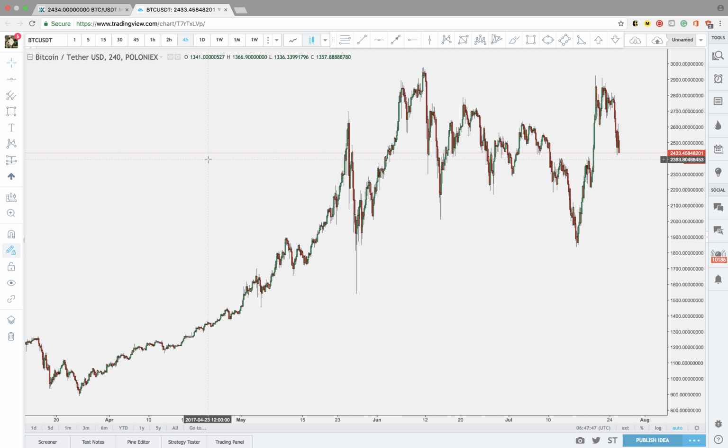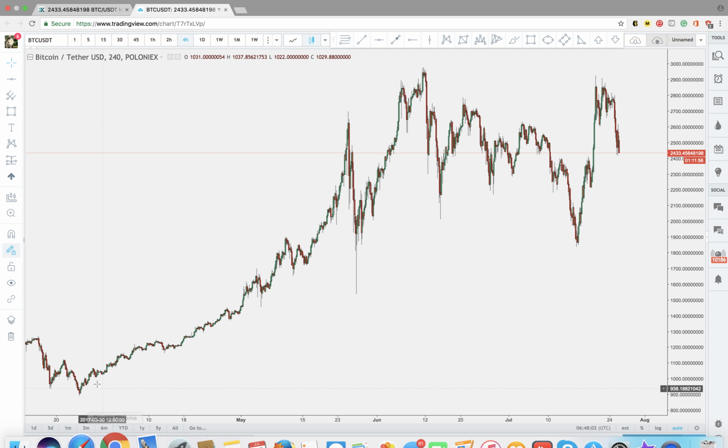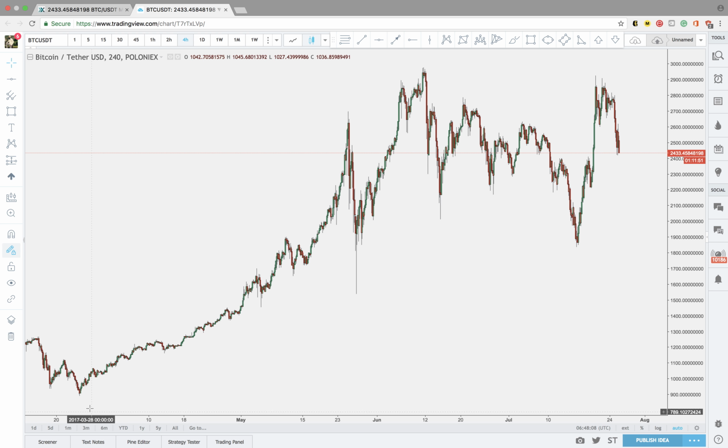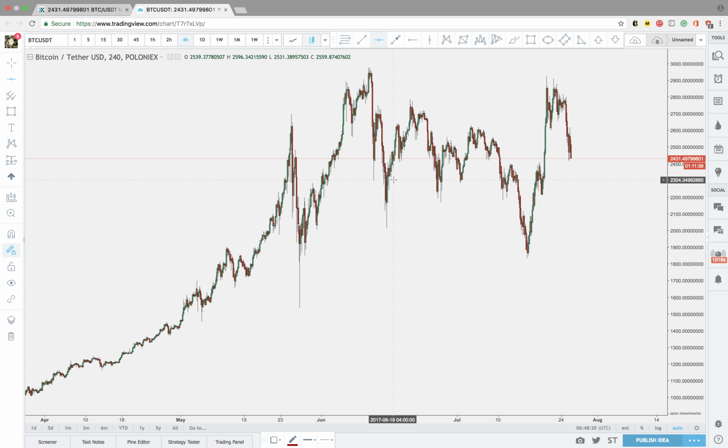Today is 25th of July 2017, so we're going to analyze the market price action on tradingview.com. In this chart we can see that the market, from April, just went up until June 12th. So right now, what the market is doing, I'm going to use my technical analysis on these.